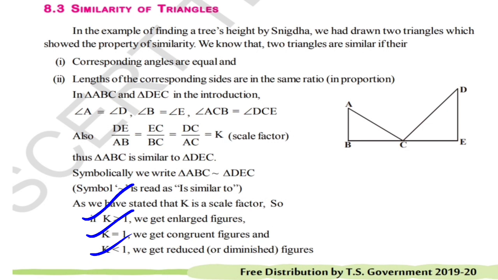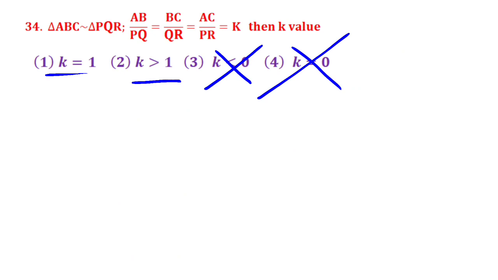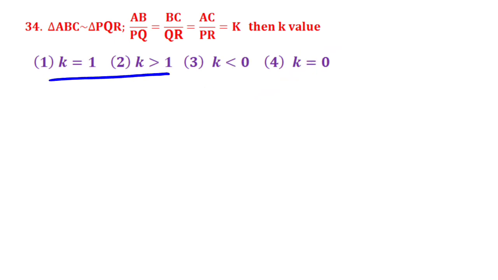But K means what? Scale factor. According to this topic, the third and fourth options are not applicable. So only the first option and the second option may be the answer. But if you observe, the question is not clear, so we cannot say which option is correct from the first and second. So in my point of view, the first and second options are both correct.